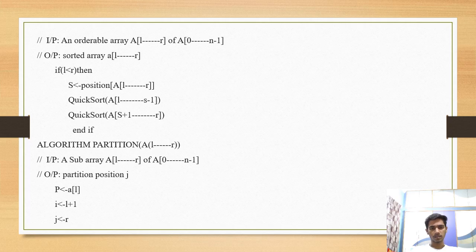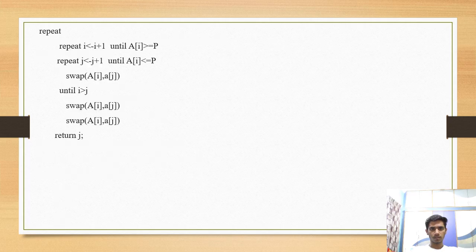Repeat i less than i plus 1 until the element in A is greater than or equal to p. This means that as long as there is an element less than or equal to p, we continue with our looping process. This continues until either i reaches j or there are no more elements left in A. In other words, when all the elements have been compared against p.